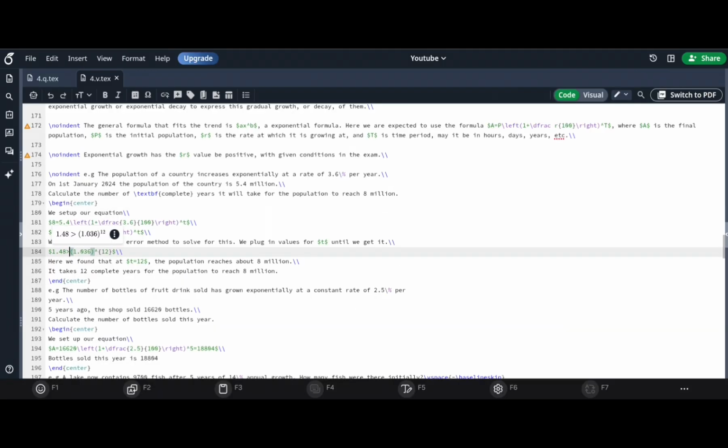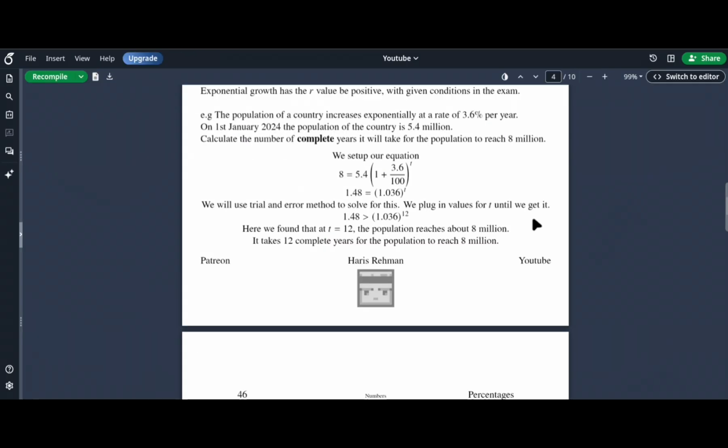Wait, sorry. Yeah, this value should be greater than. I was confused also. Why is this a mistake? No, 1.48 should be less than. This will be greater because we are overestimating, because we are taking full years into account, not a part of a year. So this value will be a bit bigger, a tiny bit bigger, but it will be somewhat close to this value.